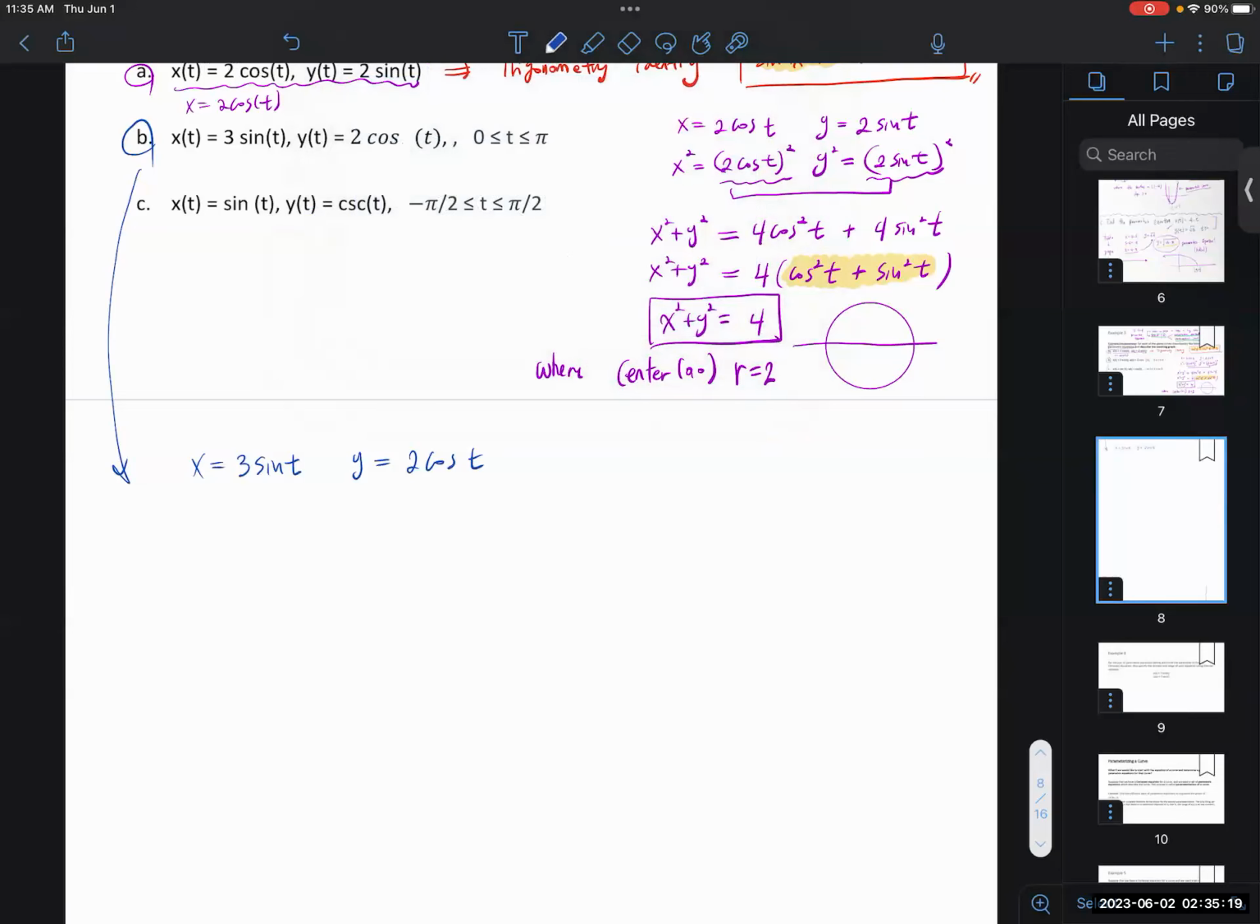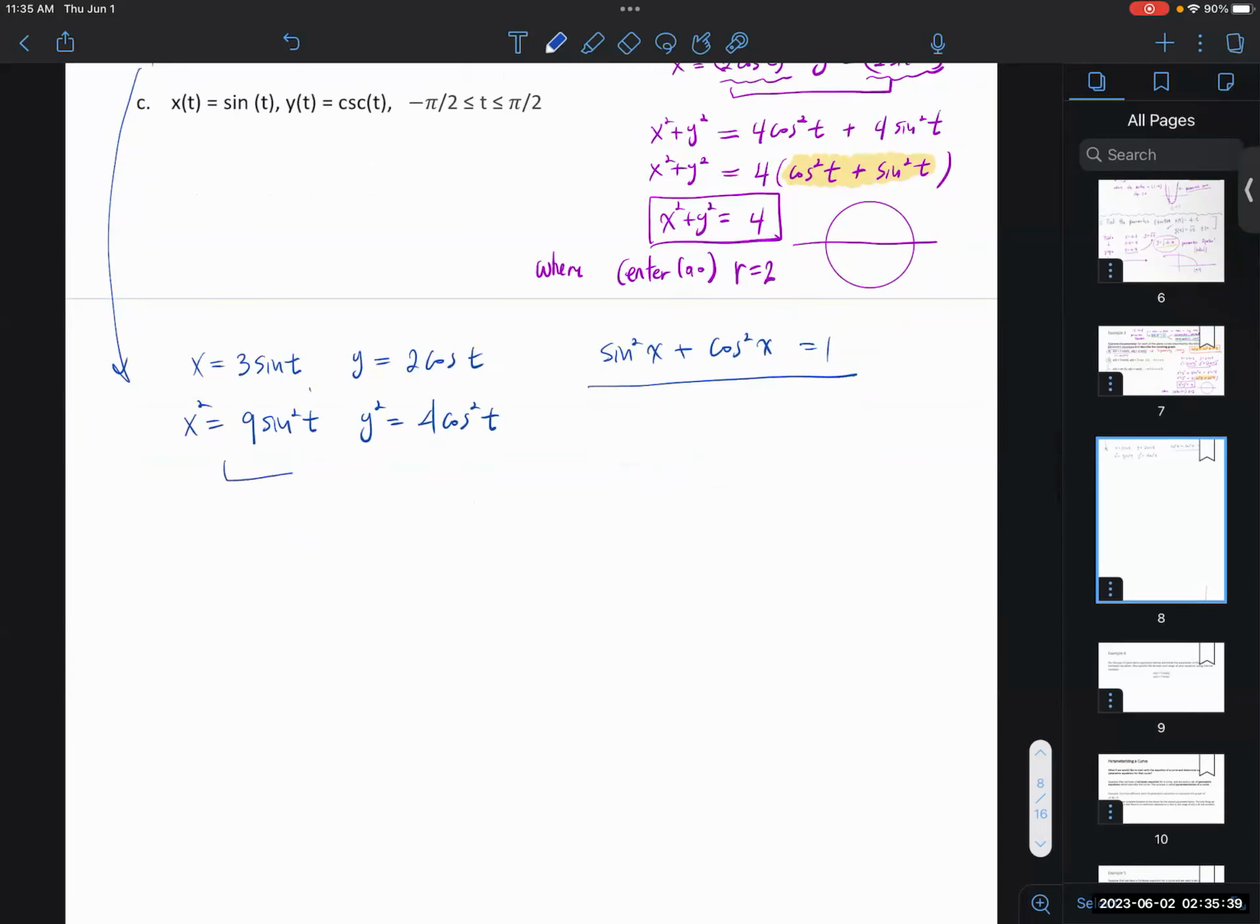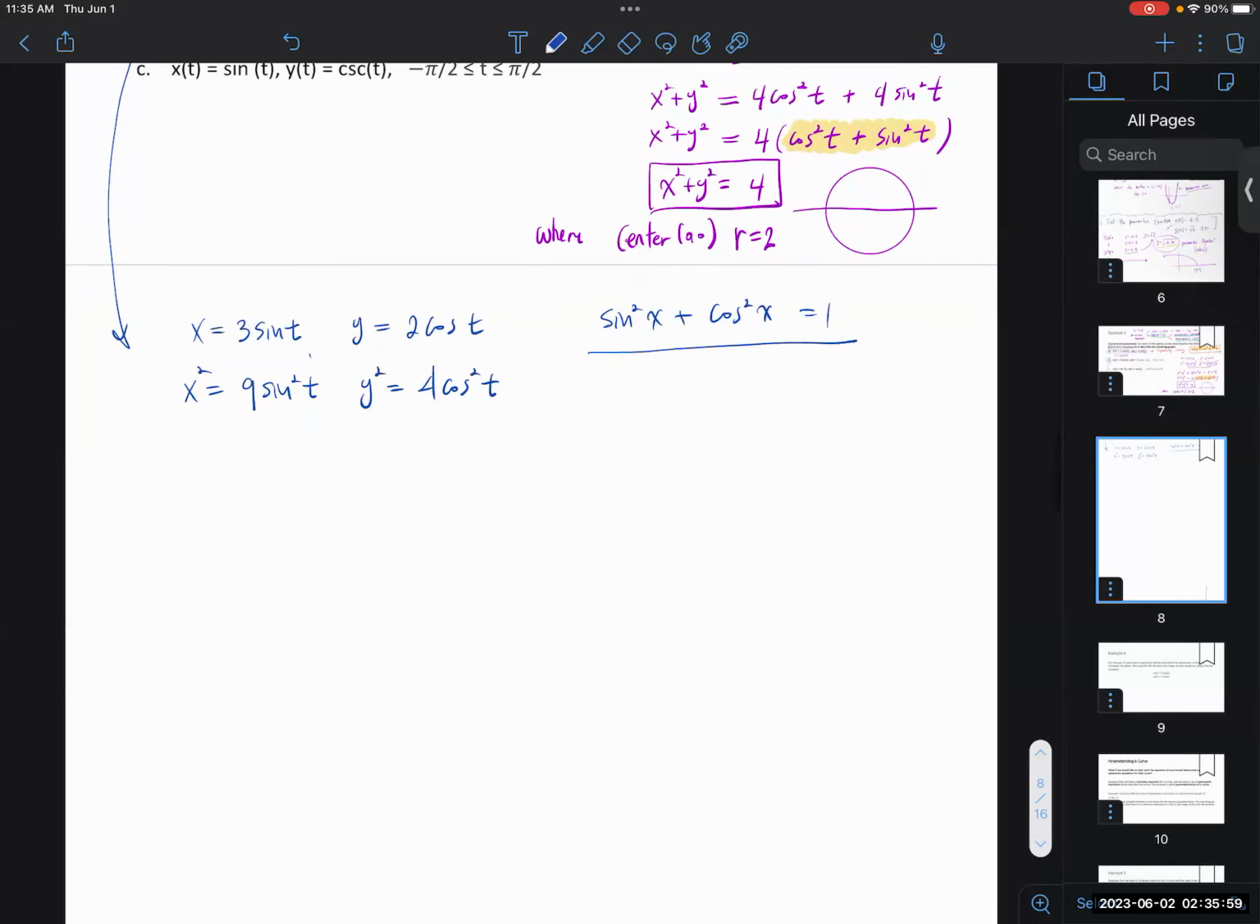Okay, and then I'm going to use the same identity: sine squared x plus cosine squared x equals 1. This is trigonometry. Therefore x squared will be 9 sine squared t, and y squared is 4 cosine squared t, correct? If we combine them, it's a little bit ugly, because I want sine squared t plus cosine squared t to be 1. So before that, we have to do one more step. Let's divide by 9.